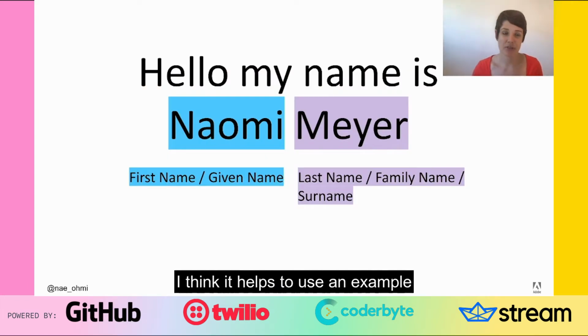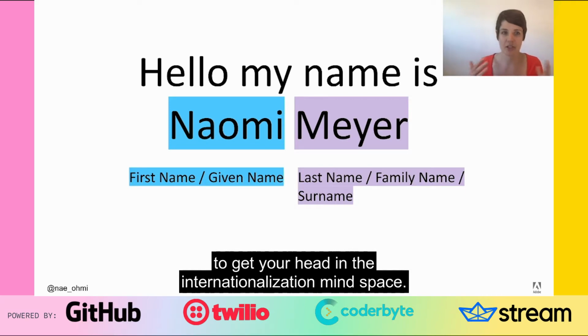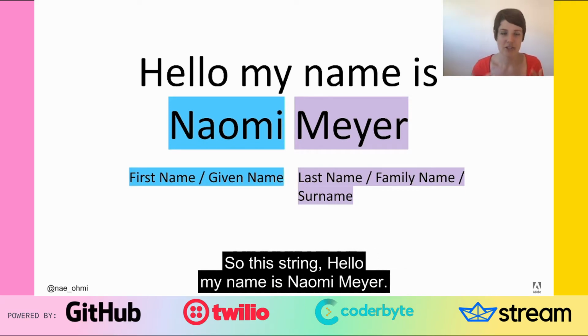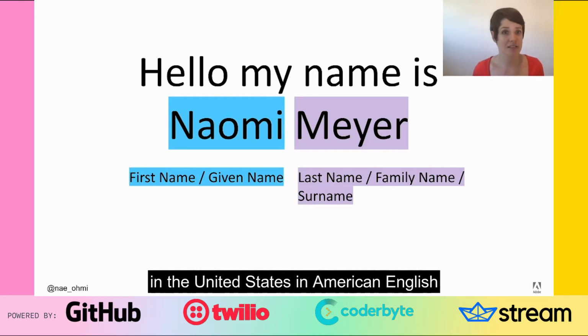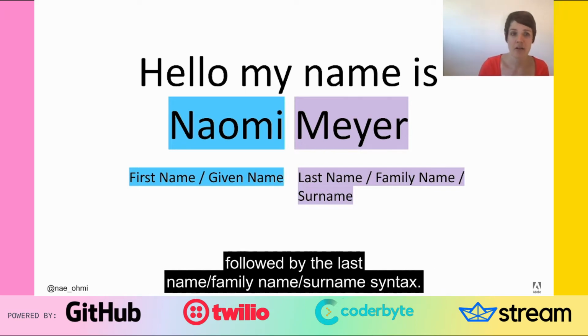I think it helps to use an example to get your head in the internationalization mind space. So the string, "Hello, my name is Naomi Meyer." That's the common way we introduce ourselves in the United States in American English, where we use the first name, given name, followed by the last name, family name, surname, syntax.